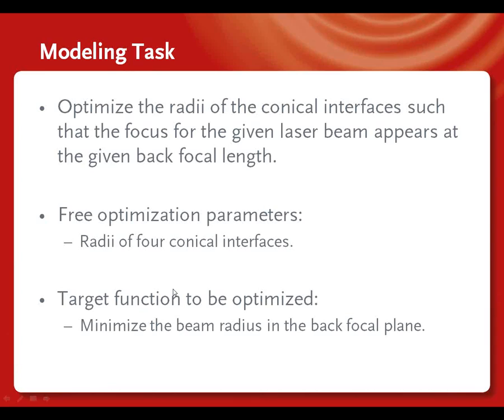The target function or the merit function that we will use are the beam parameters, and especially the beam radius in this back focal plane. I'd just like to mention it would also be possible to use the m-square parameter in addition to the beam radius, but our experience is that if you minimize the beam radius, it automatically means that the m-square value must be close to 1, because otherwise you will not get a narrow beam in the target plane.